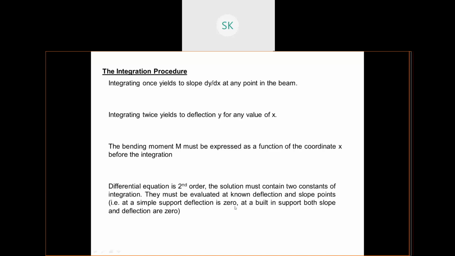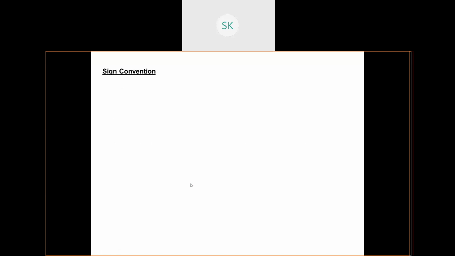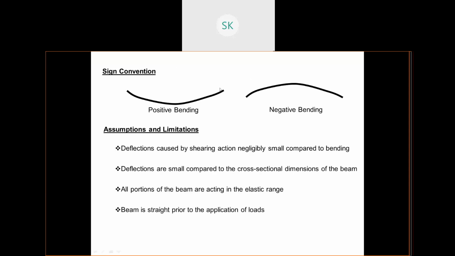At a simple support, deflection is zero. At a built-in support, both slope and deflection are zero. So, this line says that when you integrate, you need to evaluate those constants also. Now, what is the sign convention? This is your positive bending. They have considered this one as positive bending and this one as negative bending.